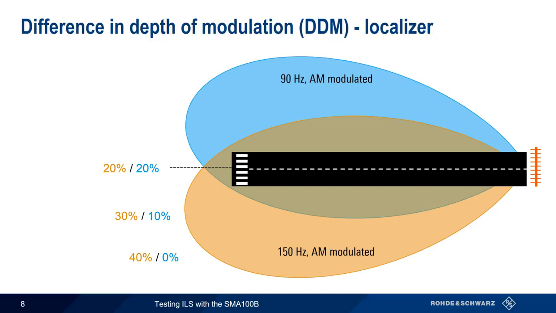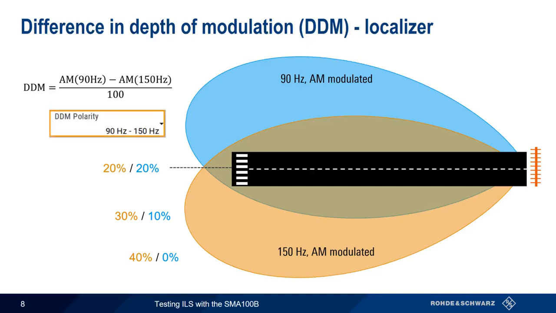The localizer determines position deviation from the center line by using the difference in the depth of modulation between these two lobes. Mathematically, we can say the difference in depth of modulation is the measured 90 Hz AM modulation depth minus the measured 150 Hz AM modulation depth, divided by 100. The order of the terms in the numerator, that is, which number is subtracted from the other, is defined by DDM polarity.